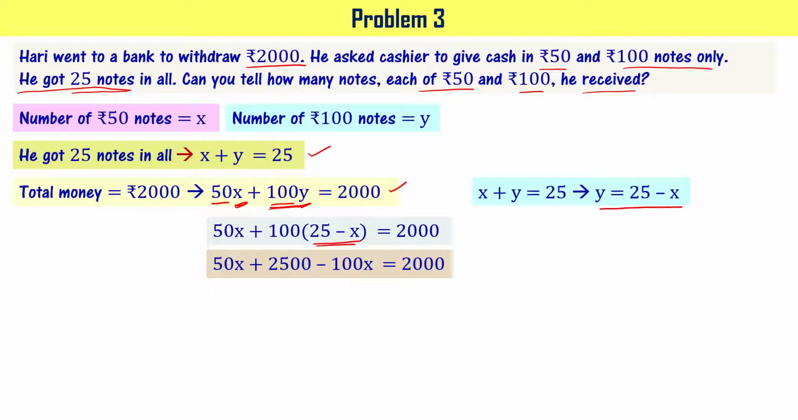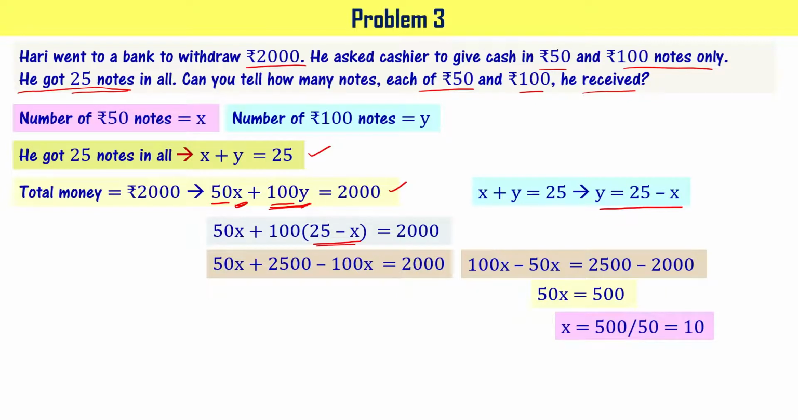Let's arrange all the terms containing x on one side and constants on the other side. When you do that, it can be written as 100x minus 50x equal to 2500 minus 2000, right? It means 50x equal to 500, x equal to 500 divided by 50, that is equal to 10. Now we know the number of 50 rupees notes. All we need is the number of 100 rupees notes, that is equal to y.